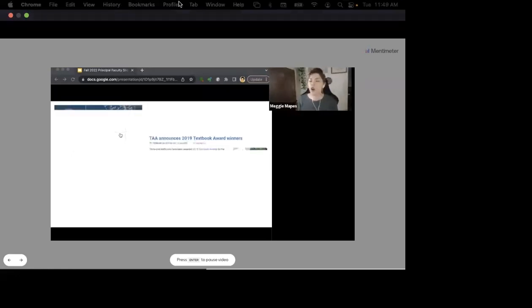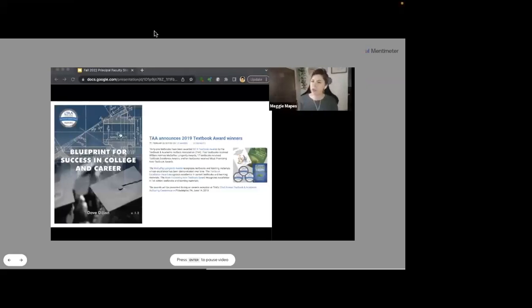We've seen too that open textbooks, just like textbooks published through a traditional model, are winning awards. This textbook is an example. It's called Blueprints for Success in College and Career, and it won a 2019 TAA award. So again, it depends when we're thinking about whether or not a book is good.